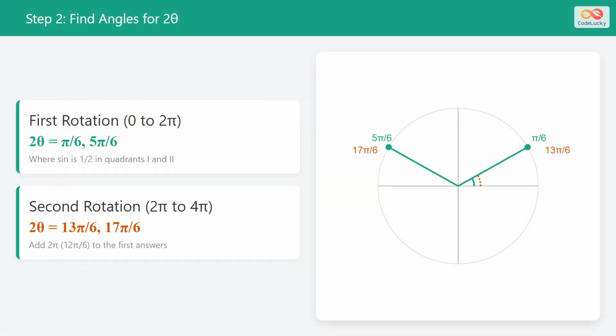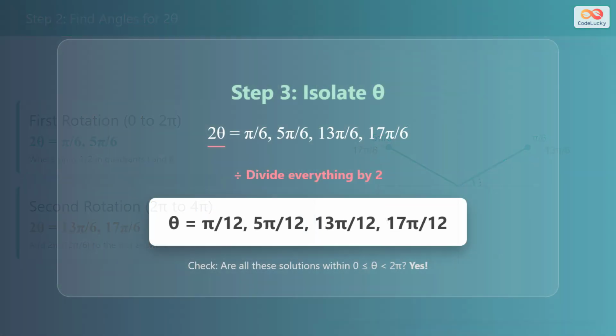Now we find the angles where sine is equal to 1/2. In the first rotation, these are pi over 6 and 5 pi over 6. But remember, we need to go around again because our domain extends to 4 pi. So, we add 2 pi to our previous answers. This gives us 13 pi over 6 and 17 pi over 6. We now have 4 values for 2 theta.